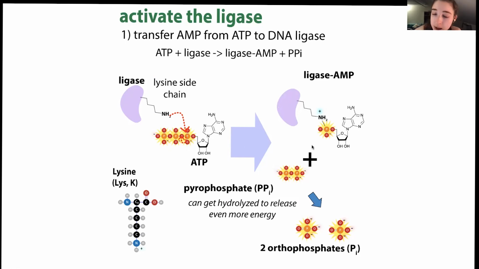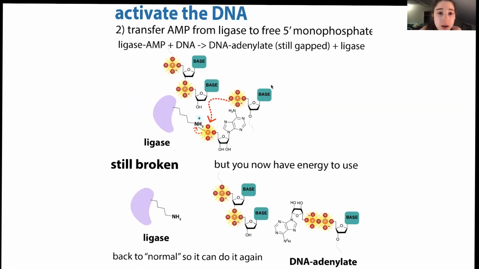What can happen next is that you are going to activate the DNA. So you're going to transfer the AMP from the ligase. This energy is stuck onto the enzyme, and now we want to get it stuck onto the end of the chain that's getting added. We need to make this end of the chain have the energy it needs to be favorable for joining. So you want to transfer this energetic molecule, this AMP part, to the free end of this chain.